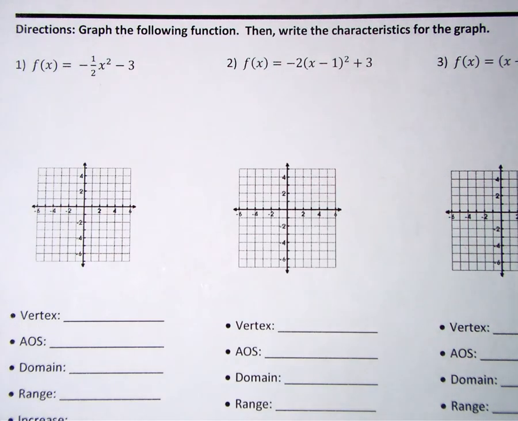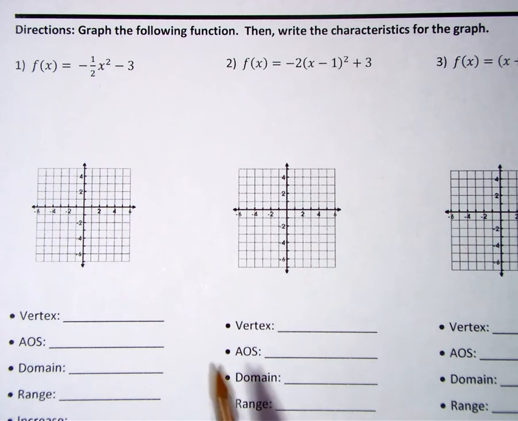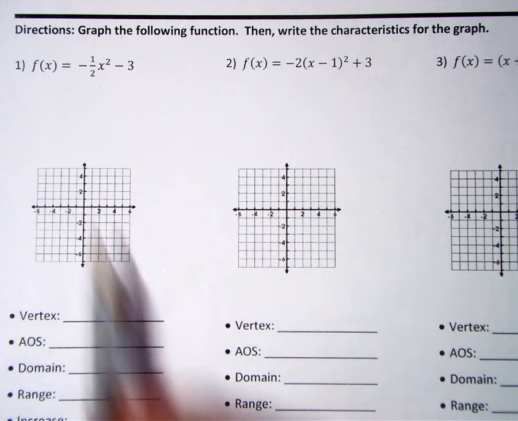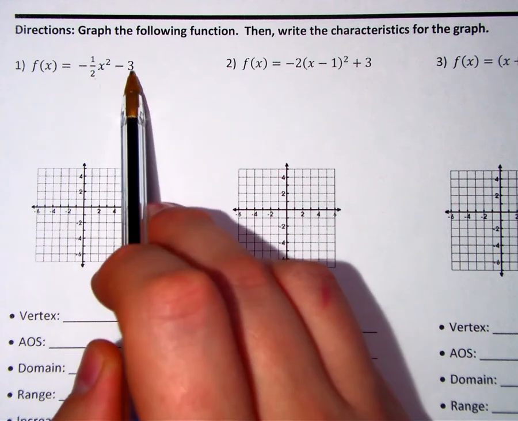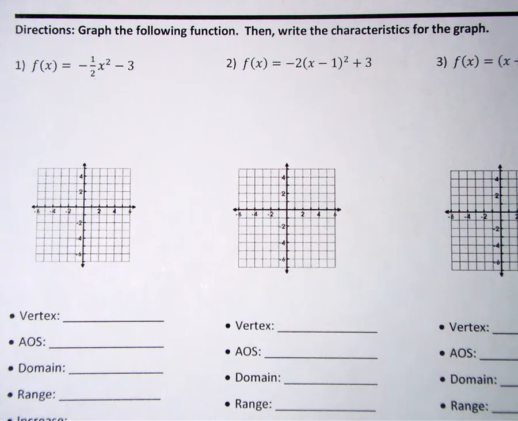Question number 1. Graph the following function, then write the characteristics for the graph. All right. Well, we need a graph of this particular function. I'm noticing that there is an a value, there's a c value, there's no b value.